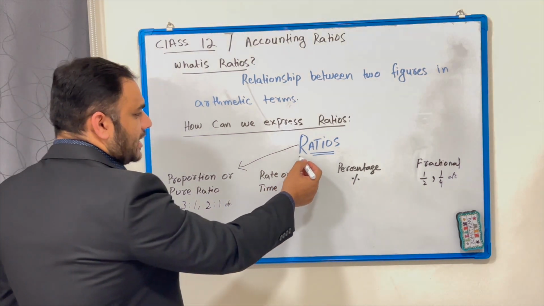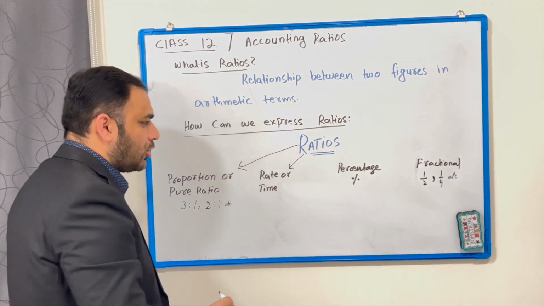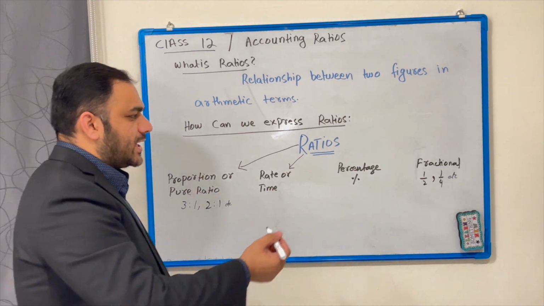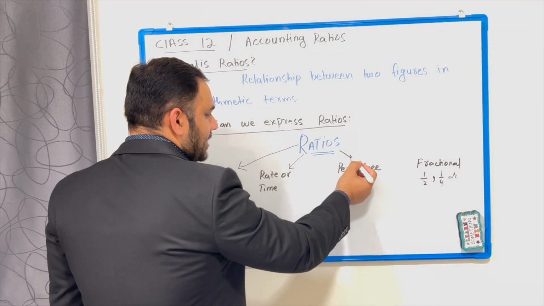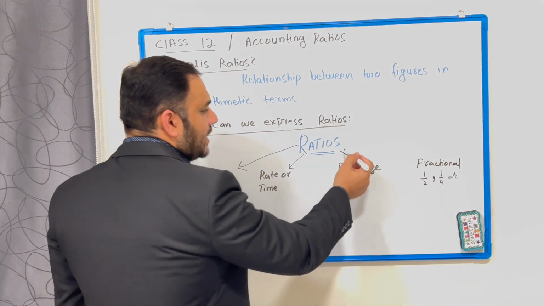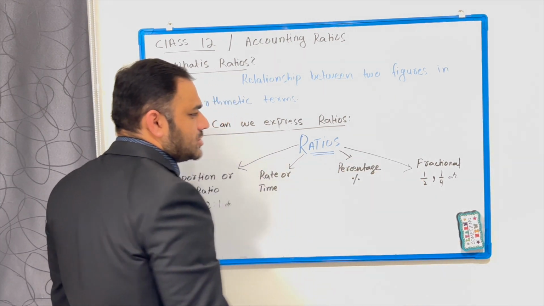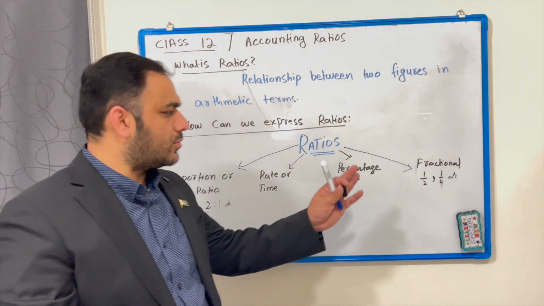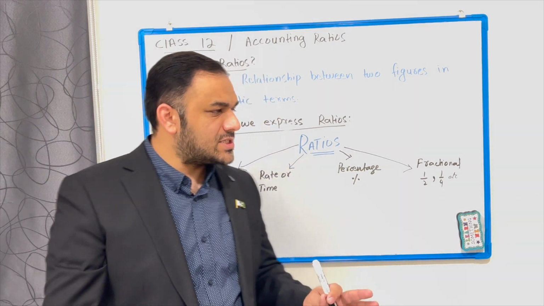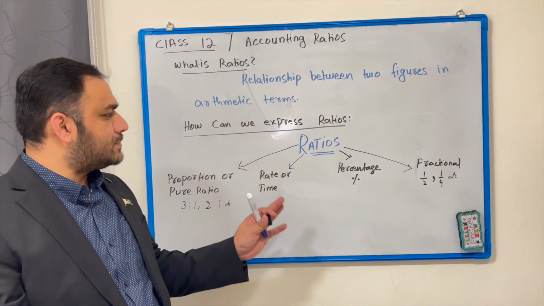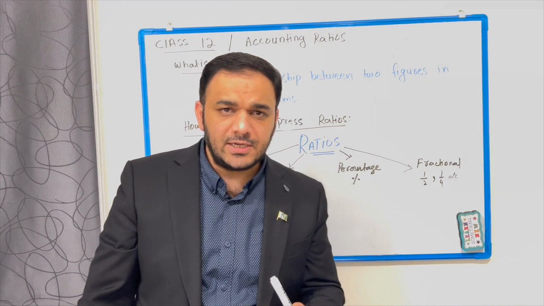Then we can also express ratios in rate or time. Then we can express ratios in percentage, and then in fractions, for example, 1/2 or 1/4, etc. This is how you can express your ratios in different forms.